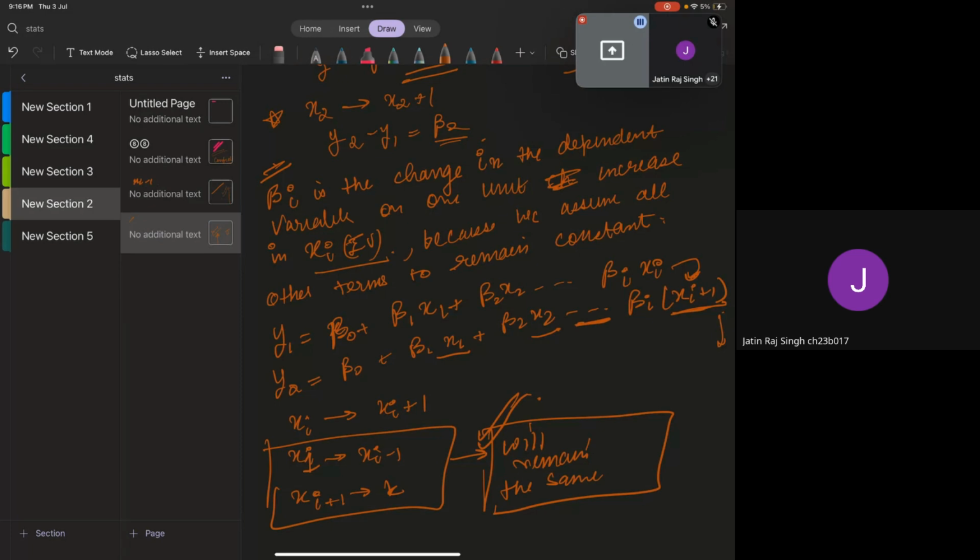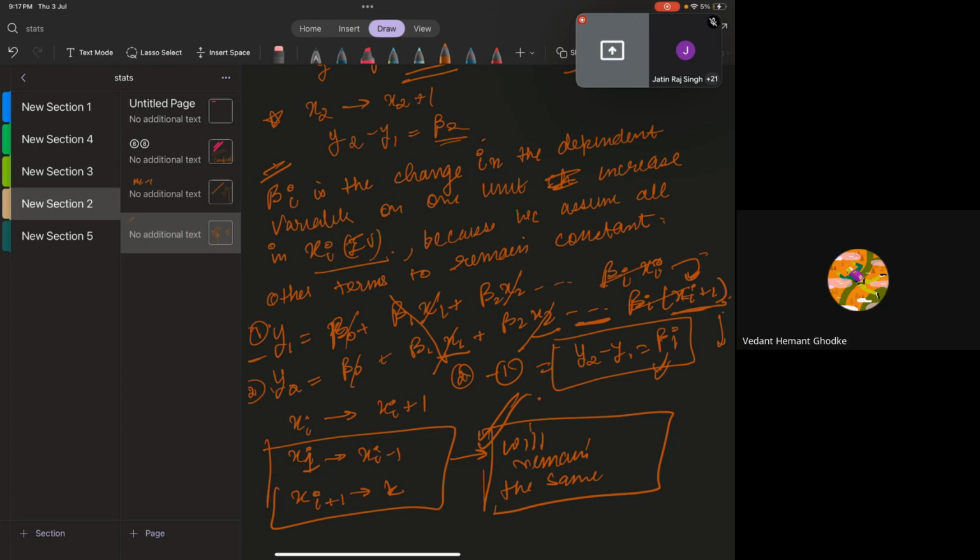So that means x1 and x1 are the same, x2 and x2 are the same. If I subtract y2 minus y1, all these terms will cancel out and the remaining will be y2 minus y1 equal to beta i times xi plus 1 minus beta i xi. This will give me beta i xi, this and this will cut, so beta i will be left. Yes or no?